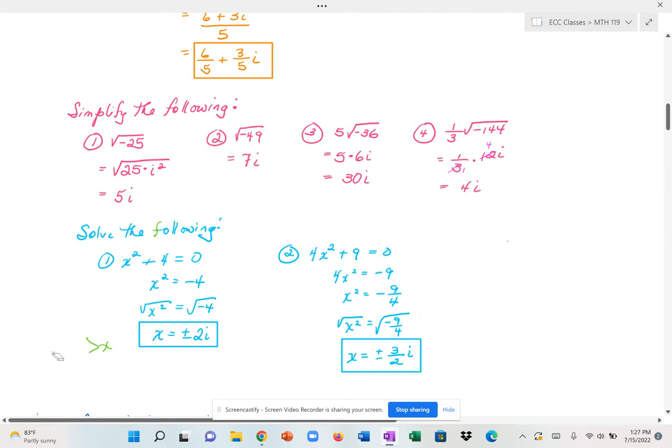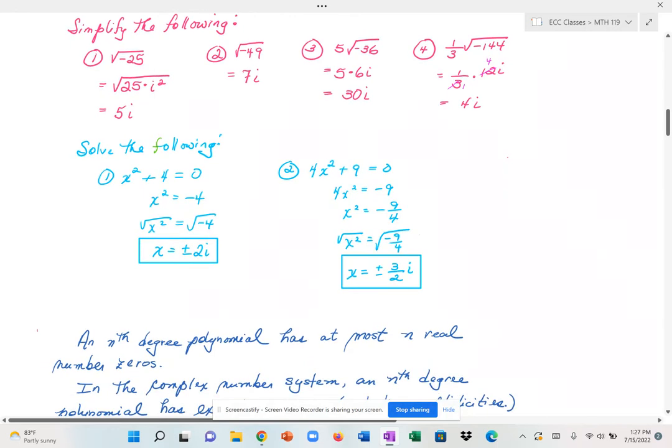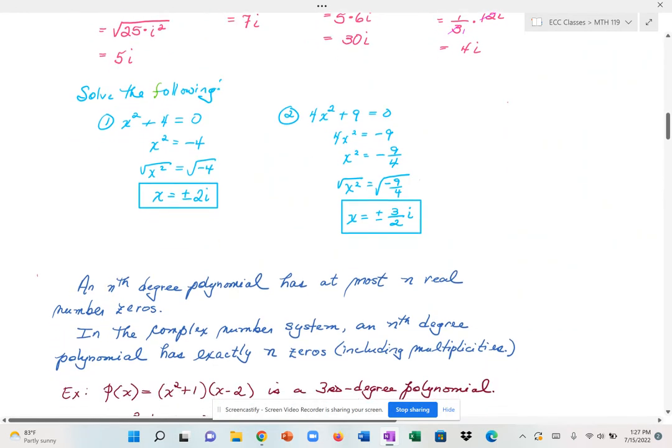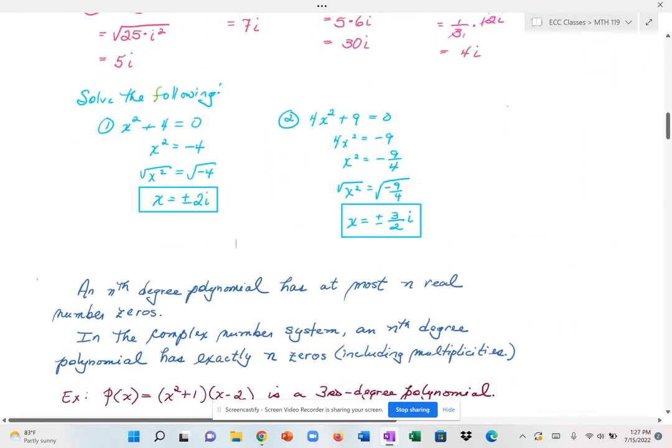And the parabola would look similar to the one that I drew here on the left. Okay, well now we're going to look at some higher order polynomials. So an nth degree polynomial has at most n real number zeros. So if you have an nth degree polynomial, you are going to get n real number zeros or less. That's what at most means. You're not going to get more than n real number zeros.